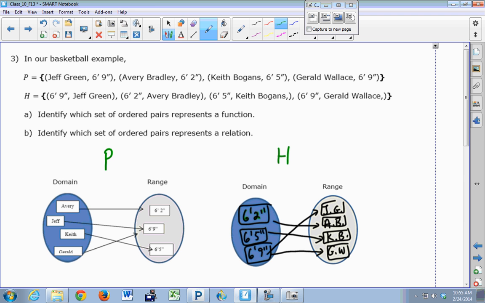Set P, okay. For each name, there's one and only one height. So that certainly fits. And if we were checking out H, for height 6 feet 2 inches, there's one name. 6'5", there's one name. But 6'9" has two different outputs. So that's why H is not a function. So what's my answer for B then?